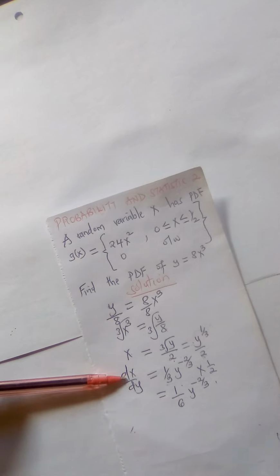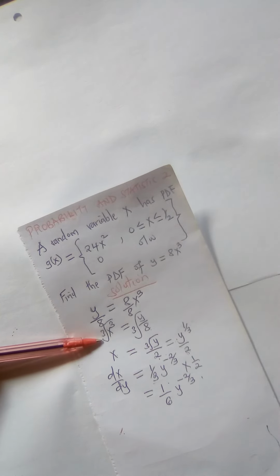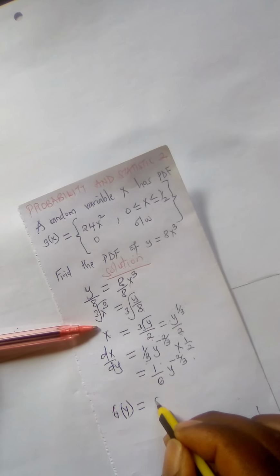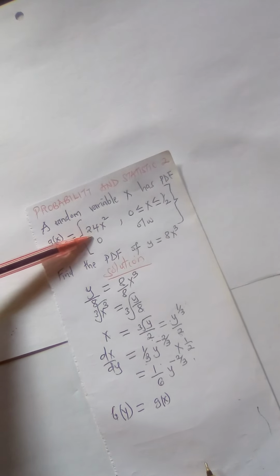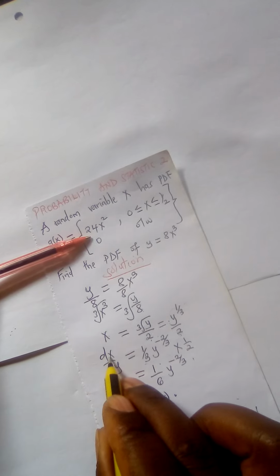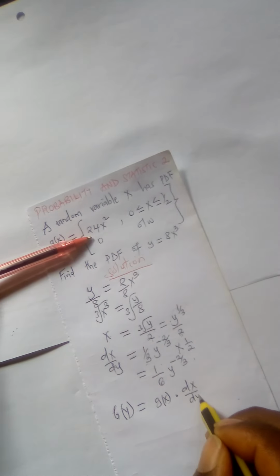Now after getting dx/dy, what you are supposed to do is apply the concept that states that for me to get g(y), you are required to take g(x) the way you had it up here, this function here, then you multiply by dx/dy. So you multiply by dx/dy.